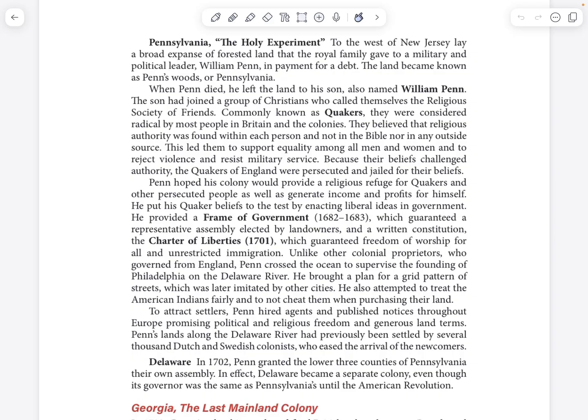To attract settlers, Penn hired agents and published notices throughout Europe promising political and religious freedom and generous land terms. Penn's lands along the Delaware River had previously been settled by several thousand Dutch and Swedish colonists who eased the arrival of newcomers.